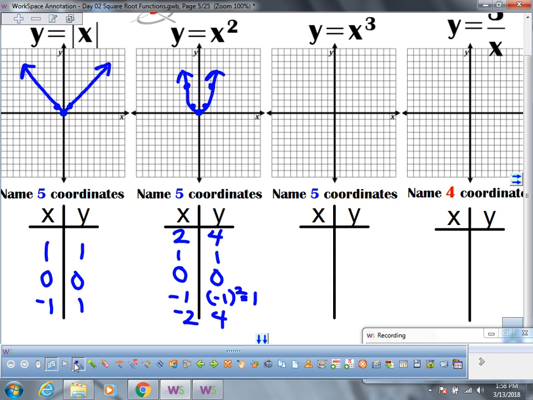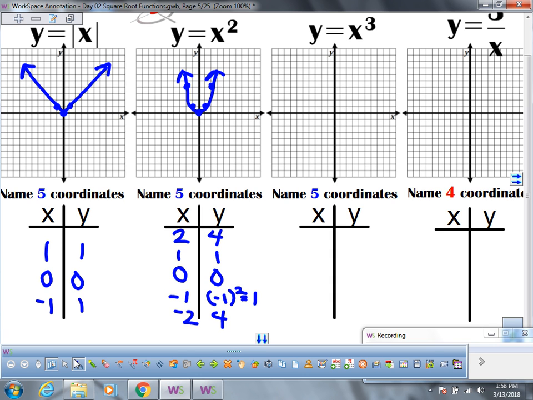It can go down. How does it go down? How would I make a quadratic function point down? Put a negative in front of it. We're going to talk about that today too. That's how we would point it down.